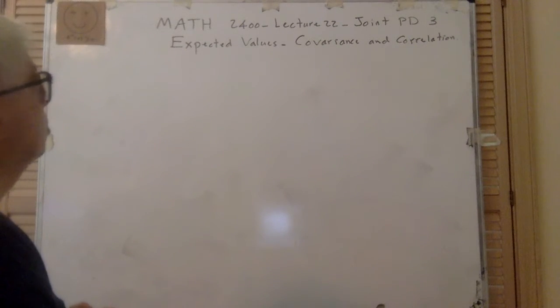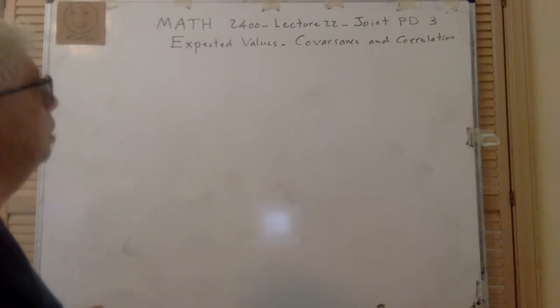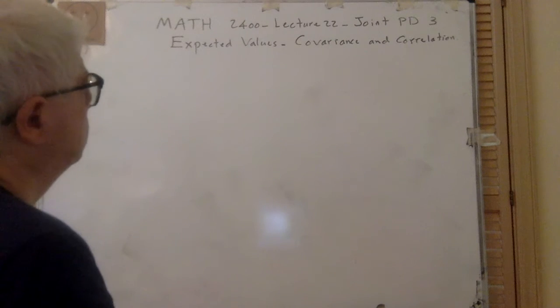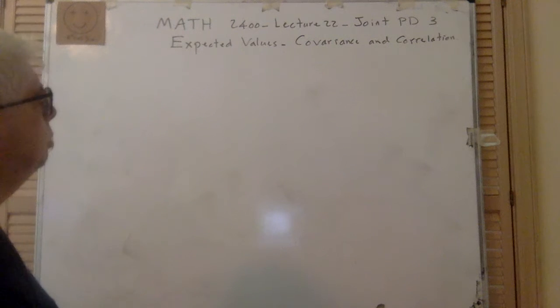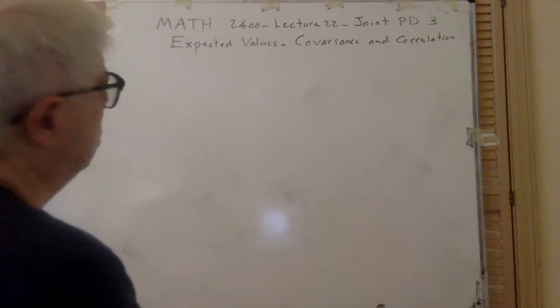Okay, so I do the lecture today. That's lecture 22, joint probability distributions, 3: expected values, covariance, and correlation.